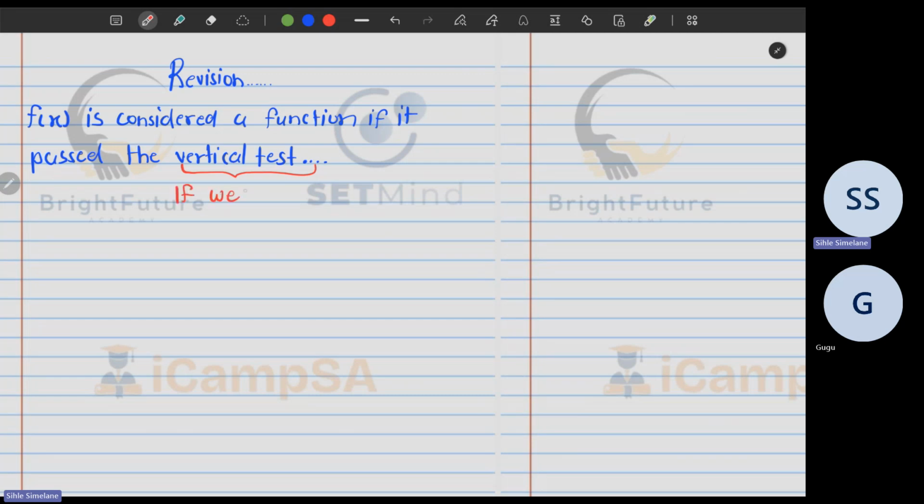If we draw a vertical line, it should touch the graph once. That is what we are saying.